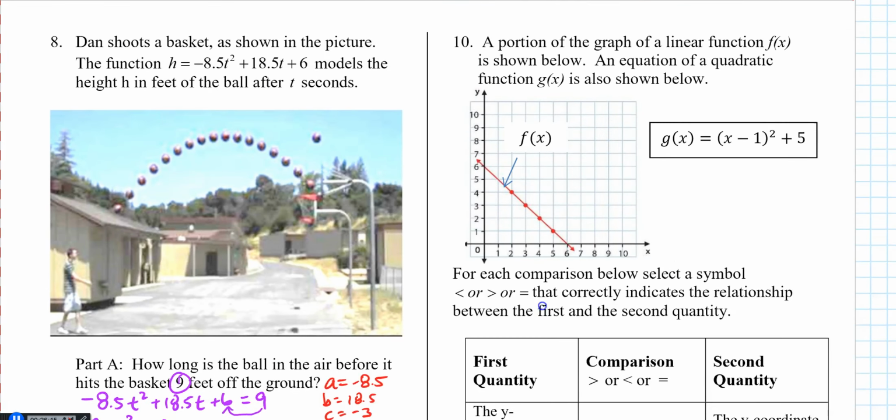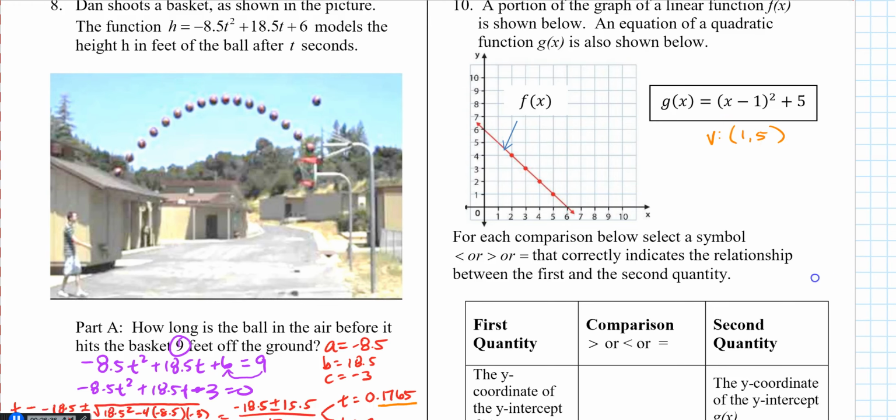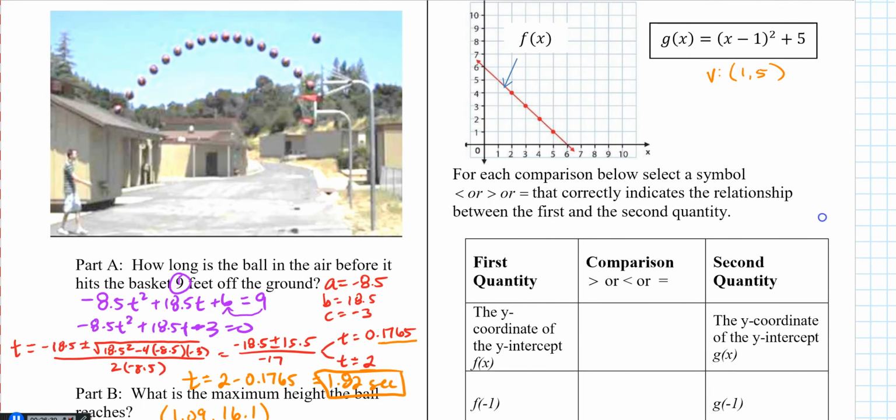All right, number 10. A portion of the graph of a linear function is shown. So we're given a linear function on a graph and we're given a quadratic function, just the function, but it's in vertex form. And we should remember that the vertex of that is going to be at 1, 5. And we have to use this table to compare the two.